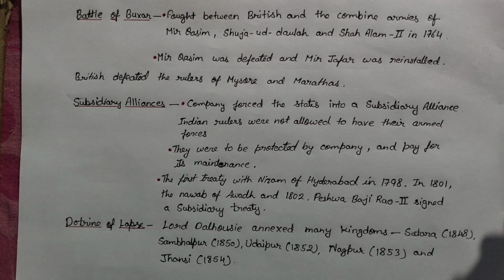Mir Qasim formed an alliance with Shujaudaulah, the Nawab of Awadh, and Shah Alam II, the Mughal emperor. The combined armies met the British forces at Buxar on 22nd October 1764. The Indian army was defeated. After the victories of Plassey and Buxar, the English East India Company became the real ruler of Bengal.